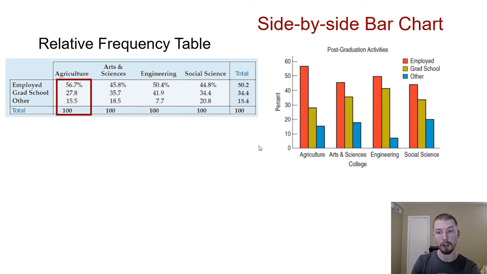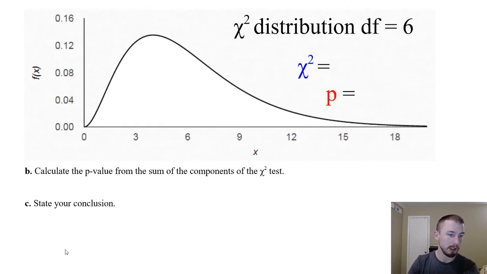So let's go ahead and compare and see if we have enough evidence to say that they're not homogeneous depending on what college you're involved in. In other words, saying that it actually depends on what you're doing. They're not the same. They're heterogeneous instead of homogeneous. There you go. All right, so let's put this in the calculator.